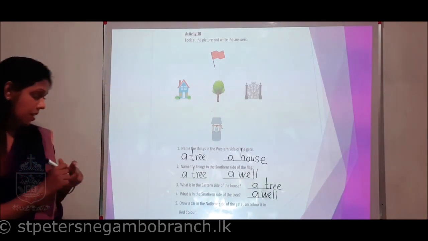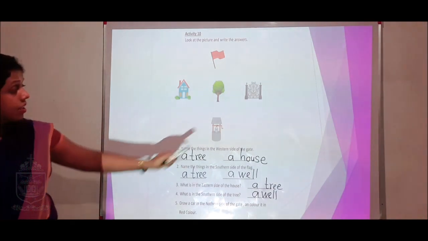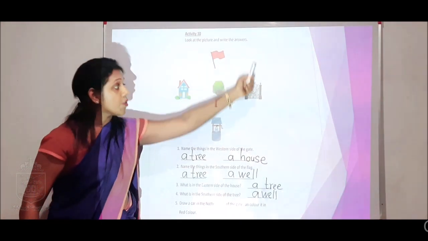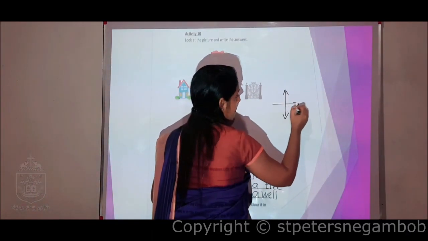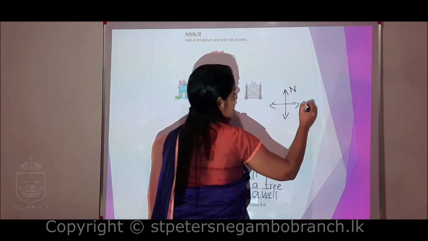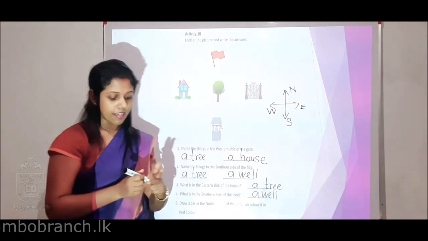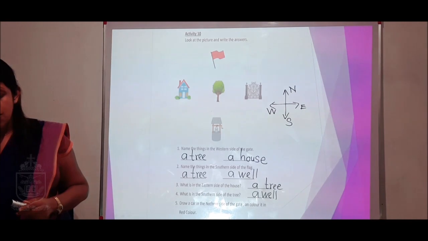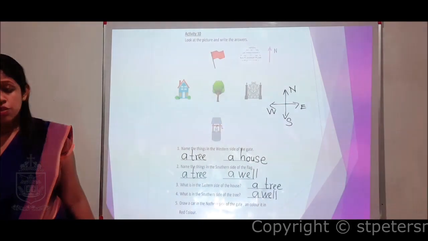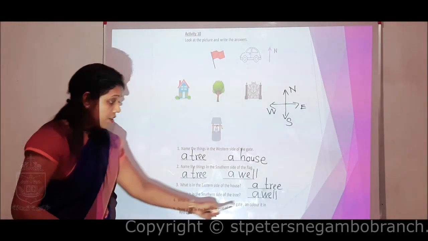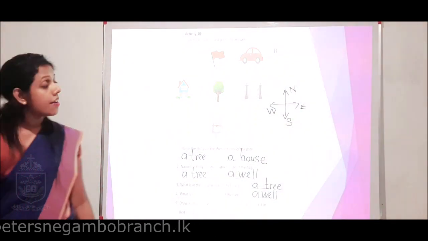So the last part of the question. Draw a car in the northern side of the gate. Now this is the gate. We have to draw a car in the northern side. So if we do a map like this, north, east, south, west. So this is the northern side of the gate. So we are going to draw a car now. And you have to color it in red color.